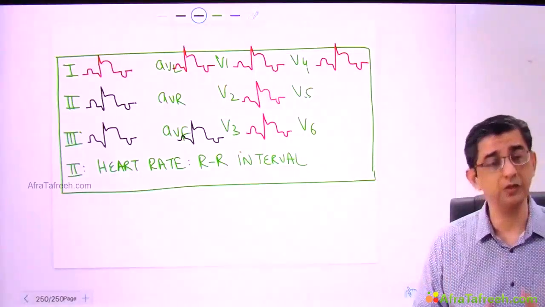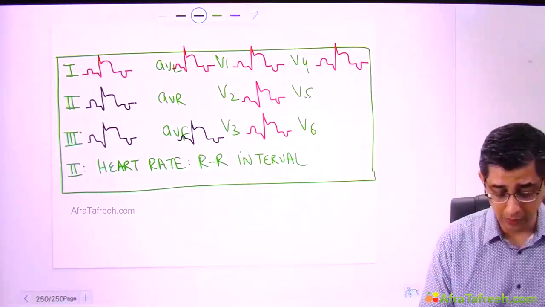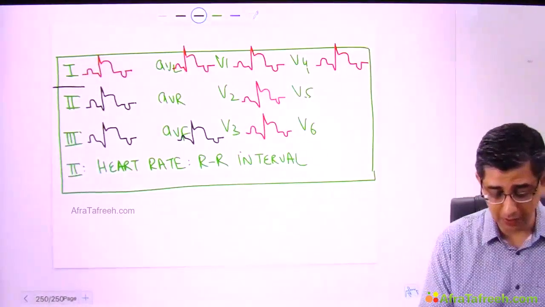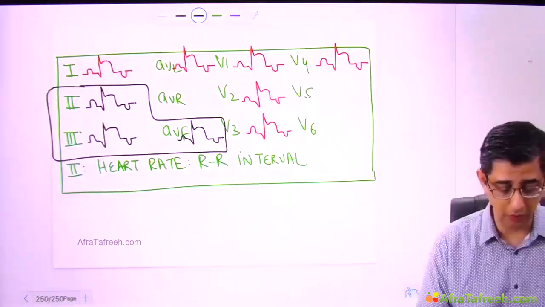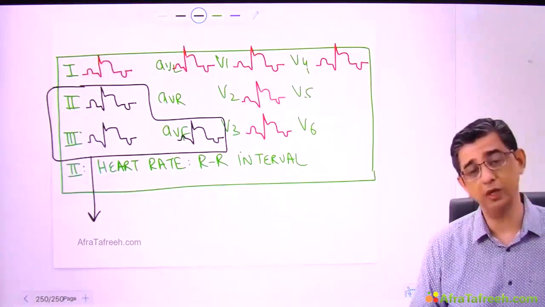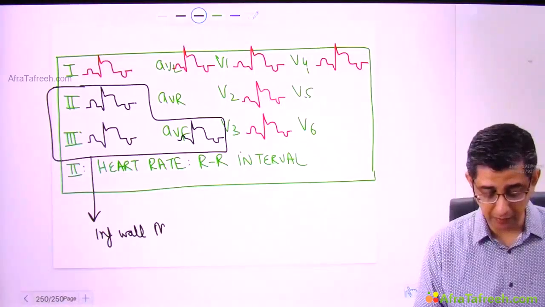You will find a lot of questions on what I've just highlighted, that is inferior wall myocardial infarction. So please do not miss it out, because this part may not be scanned in a rush. We tend to focus on the chest leads, and he's giving you a finding with respect to lead number 2, 3, and AVF. So the information shown in color black here is for inferior wall MI.